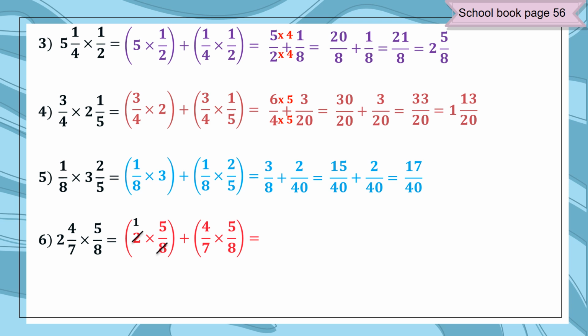Here the same denominator, so it will be 35 plus 10 equals 45 over 28. How many 28 are in 45? We have 1 only, so it will be 1 whole and remainder 17 over 28.